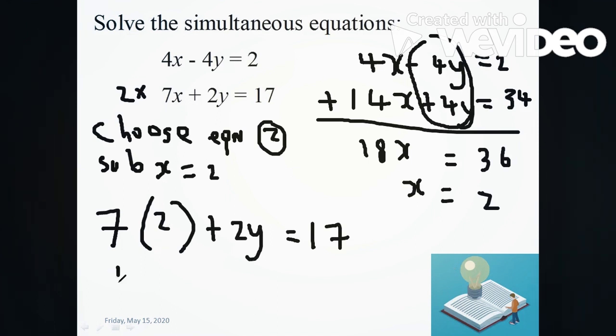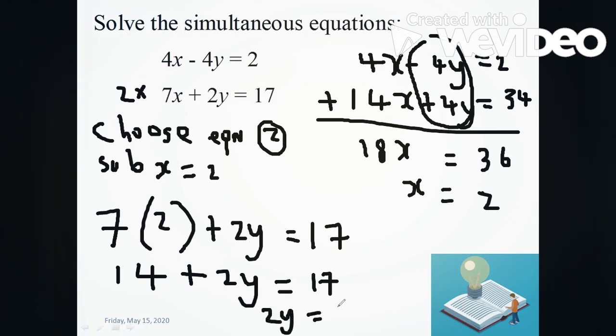And 7 times 2 is 14. 14 plus 2y equals 17. And we subtract 14 from both sides, so we end up with 2y equals 17 minus 14. All right, and 14 from 17 is what? 3. All right, so I'm going to go into space right now to finish off this question.